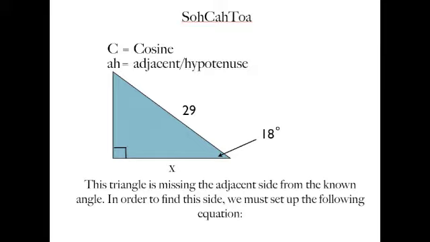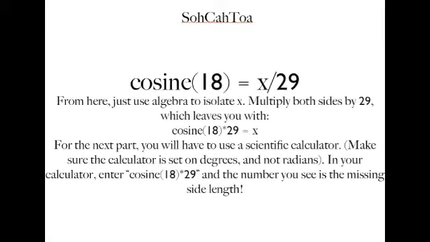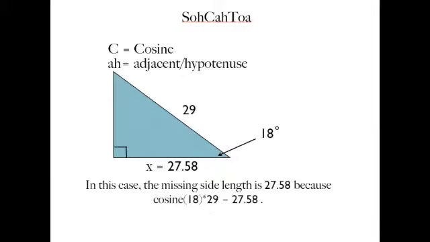Let's move on to cosine. This triangle is missing the adjacent side from the known angle. In order to find this side, we must set up the following equation. Cosine of 18, which is the known angle, equals the unknown adjacent side divided by 29, which is the hypotenuse. From here, just use algebra to isolate x, like we did with sine. Multiply both sides by 29, which leaves you with cosine of 18 times 29 equals x. Use your scientific calculator again and enter cosine of 18 times 29, and the number you see is the missing side length. In the example we just did, the missing side length is 27.58 because cosine of 18 times 29 is that number.